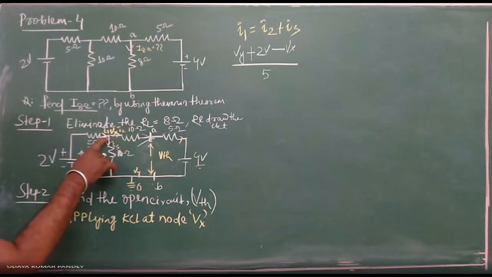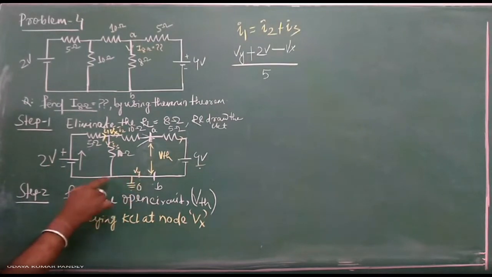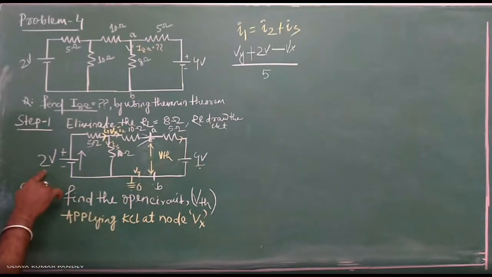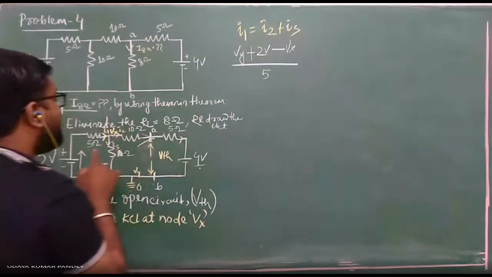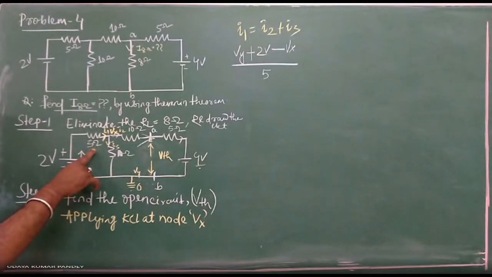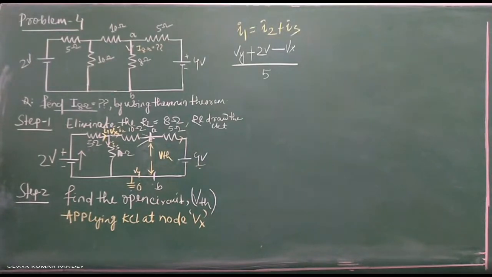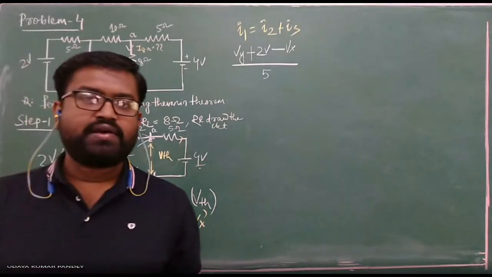How to calculate I1? There is voltage source Vy, 2 volt the DC voltage, and another voltage is Vx. The total voltage divided by your 5 ohm resistance, that is how you can calculate I1. Is it okay? Yes, sir.